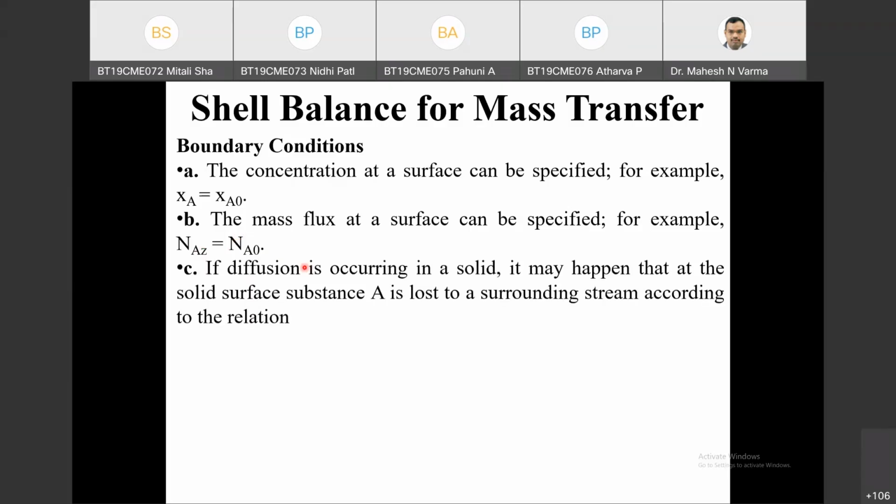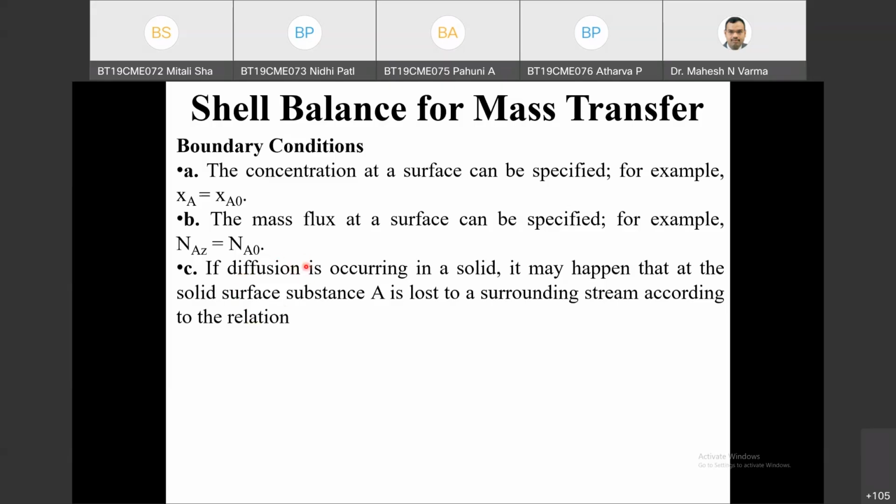If diffusion is occurring in a solid, now you can visualize what might be the equation. If diffusion is occurring in a solid, it may happen that at the solid surface substance A is lost to the surrounding stream according to the relation. Which relation is that one? What are you expecting after reading this equation?